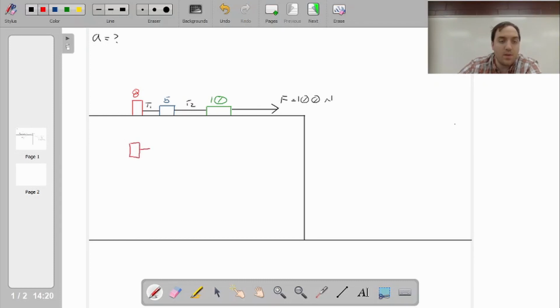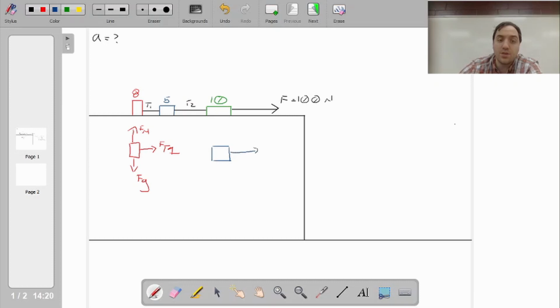There's going to be a tension force pulling this way, and I'm going to call it tension 1. We're going to have normal force going up and gravitational force going down. And that's it. And because we have a net force to the right, we can find the acceleration, we can find the mass.